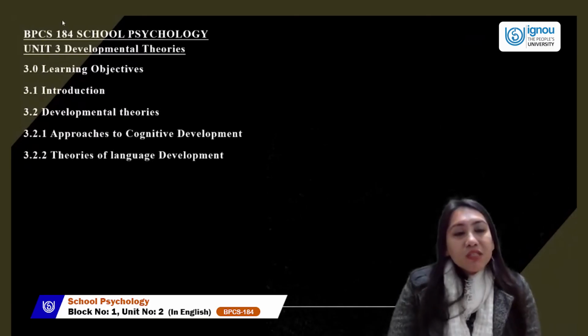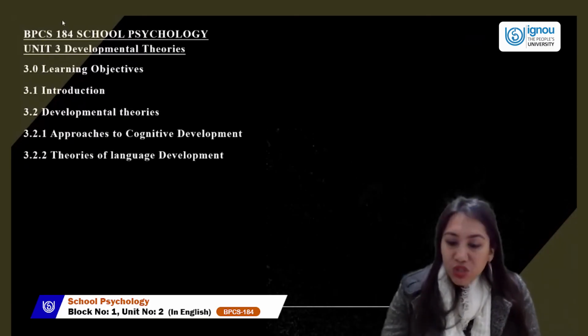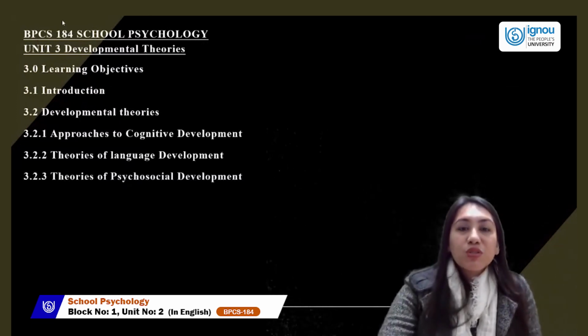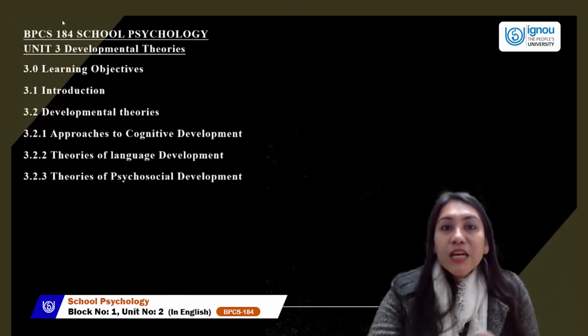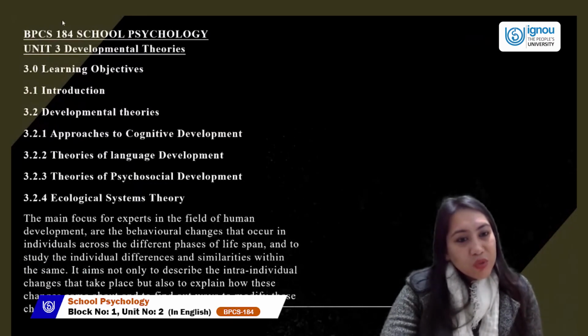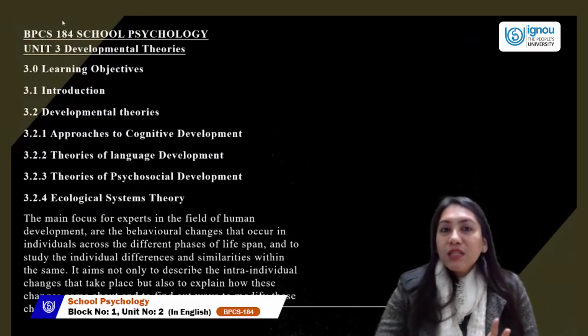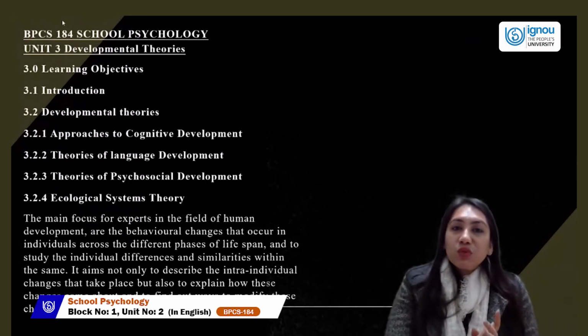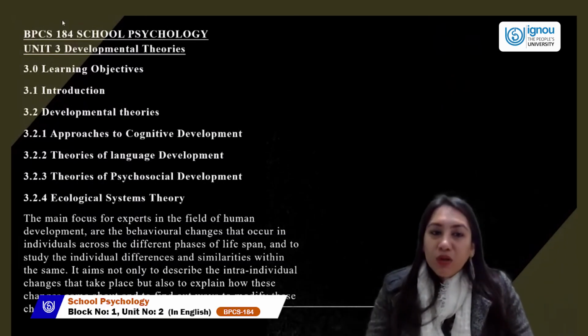This will talk about all the developmental theories, the approaches of cognitive development, and theories of language development also. We are going to talk about theories of psychological development, that will cover moral development, Kohlberg, Jean Piaget, and ecological systems theory, which is the same theory as opposed to Durganand Sinha's. Durganand Sinha's ecological system theory was in an Indian context, and the other systems theory is a global concept.